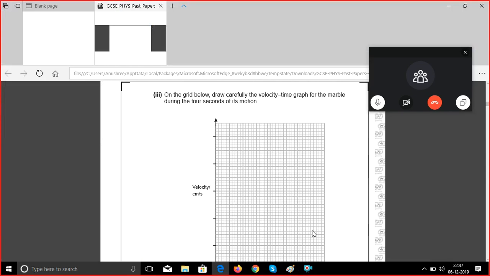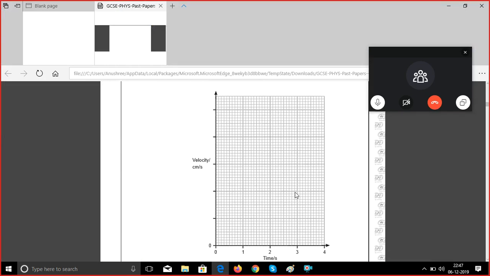So velocity per centimeter. Velocity, which is centimeters per second, and its highest velocity is 12. Or no, wait, you first have to plot the initial velocity and the final velocity. The initial velocity was 24, and so I need to find out the final velocity.